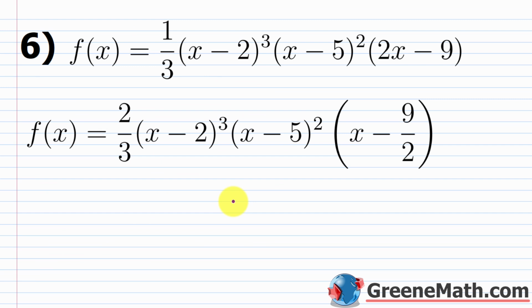All right, let's take a look at problem 6. So for this one, we're given f of x equals 1/3 times the quantity x minus 2 cubed times the quantity x minus 5 squared times the quantity 2x minus 9. Now, in this particular case, again, you could take this right here, and just set it equal to 0 and solve. So that would be one way to get the zeros.